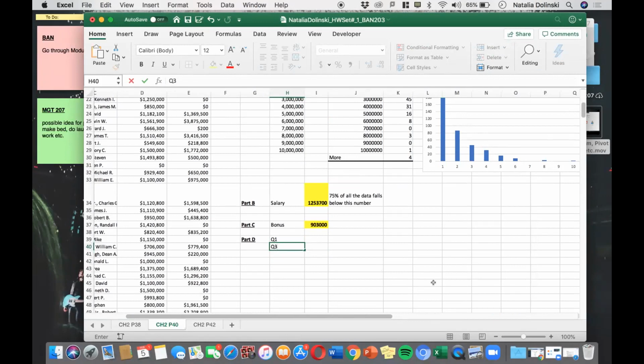Some people will interpret direct compensation as salary and bonus. Other people will only do it as salary. I don't care which one you do. I would just do salary and be done with it. Make it easy on yourself. It doesn't matter for the purposes of the homework question. Okay.